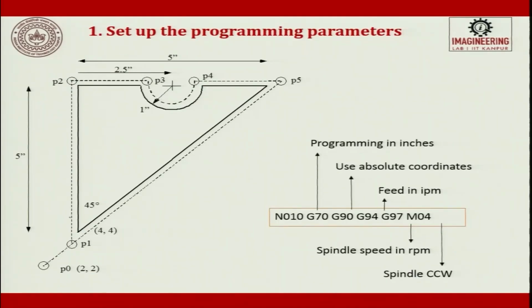Let us do it step by step. First, set up the part program. In the first block you write N010. The entire program is in inches, G70. We are going to follow absolute, G90. Here the feed is in inches, then we have spindle speed in RPM, and then we will have the spindle on in the counterclockwise direction.